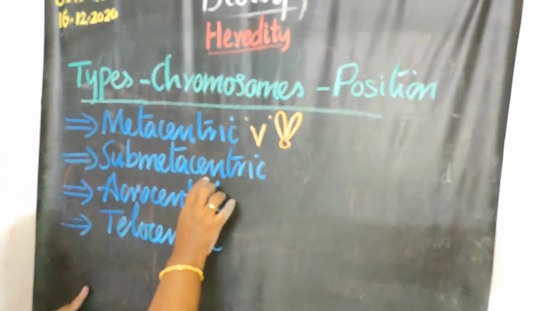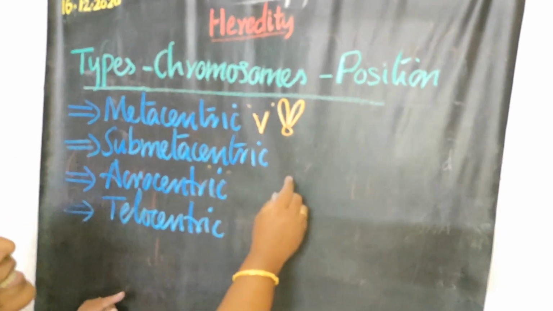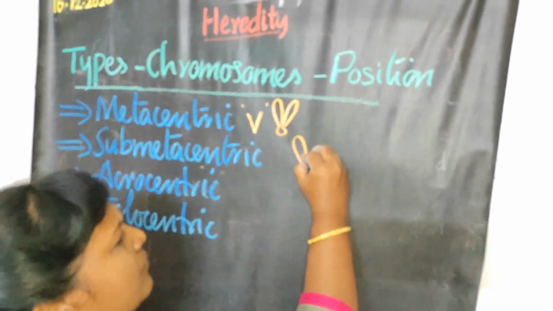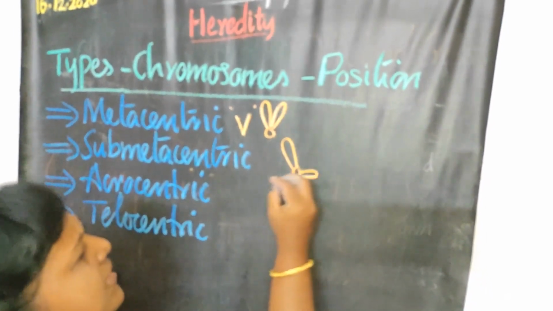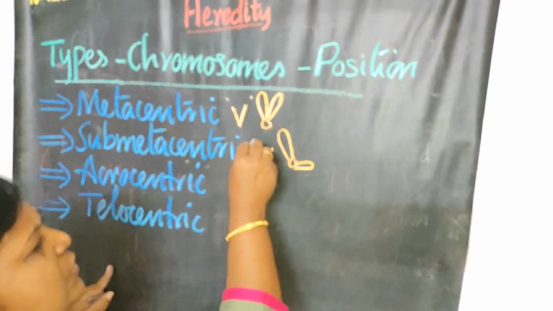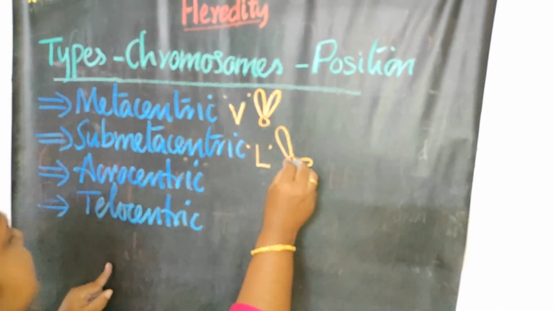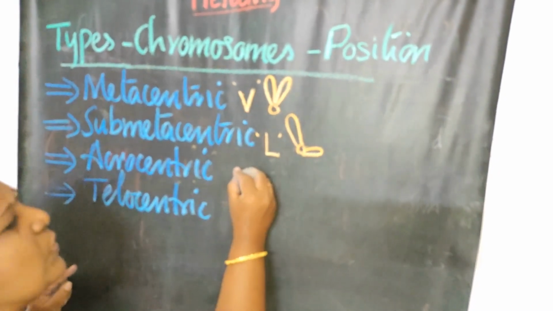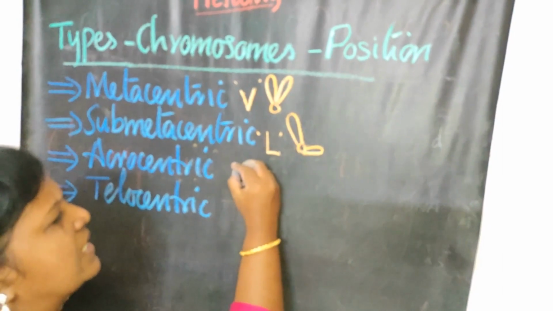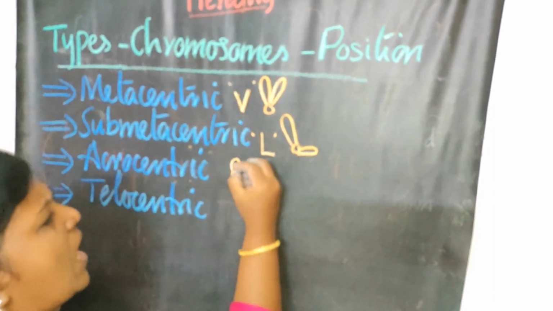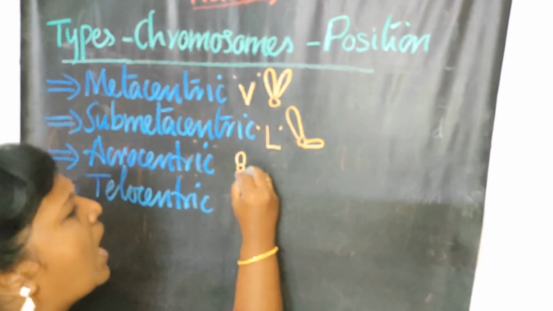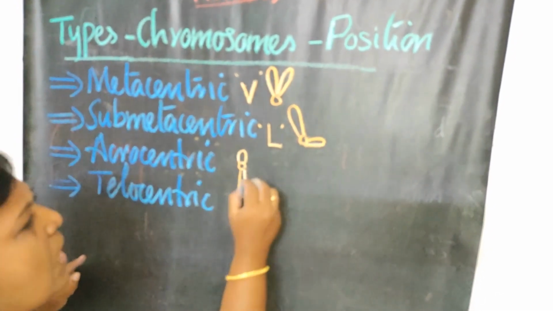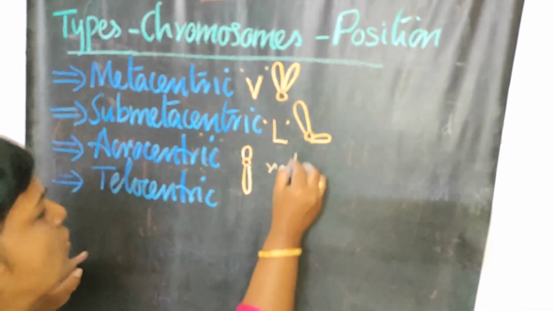Then submetacentric. In submetacentric, the centromere is found near the chromosome end and gives the appearance of L. So it is said to be L-shaped or J-shaped. Then acrocentric. In acrocentric, the centromere lies towards one end. So it has a short arm and a long arm and is rod shaped.